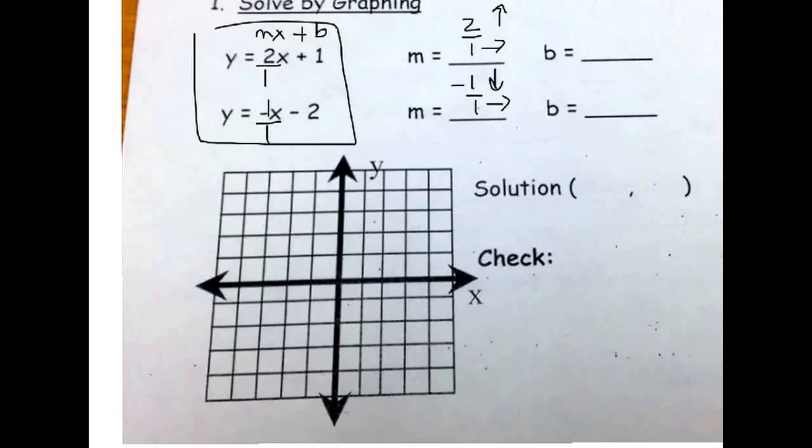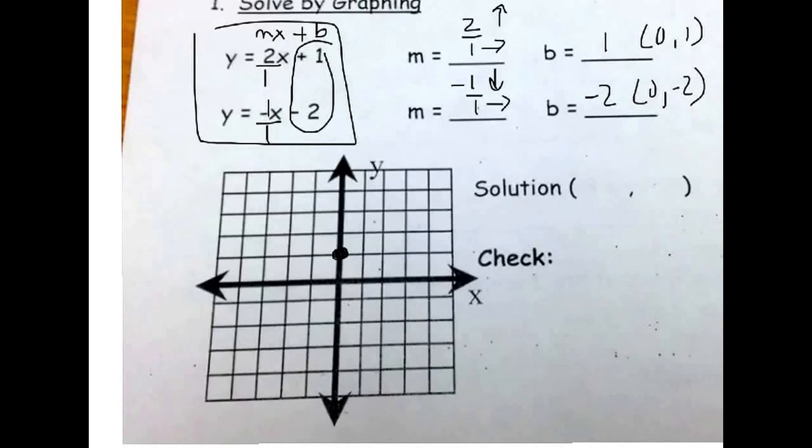Our b's are always here on the side. This has a b of 1, which is 0, 1. And this has a b of negative 2, which is 0, negative 2. Alright, so we're going to go over here and graph them one at a time. We'll start with the top one. B is where we begin, so we begin at 0, 1, so we put a nice dot right there.